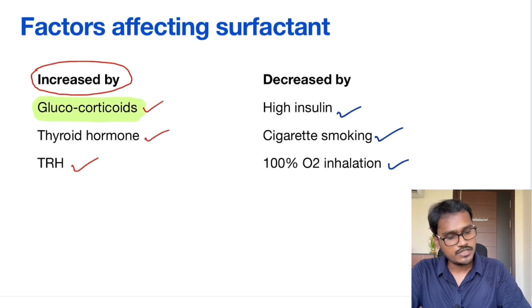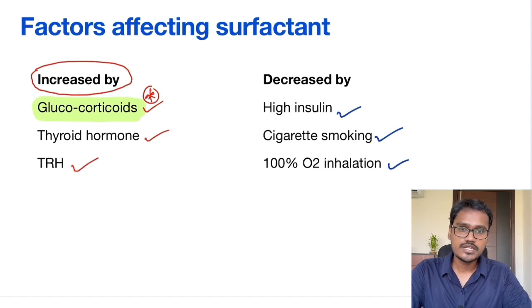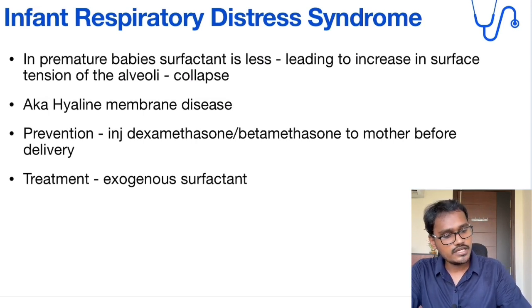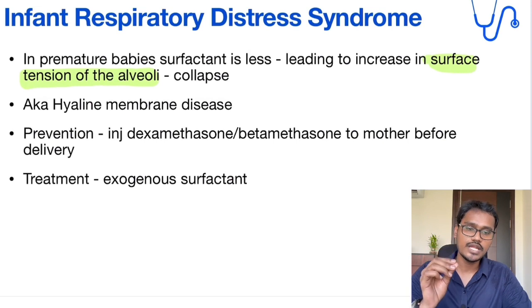So let's jump into the scenario where there is a reduced surfactant. This reduced surfactant is especially seen in newborns which are born prematurely, because for babies it usually takes 32 to 34 weeks for their lungs to mature, and this surfactant helps a lot in lung maturity. If a baby is born prematurely, its surfactant level will be very low, and it leads to an increased surface tension. So whenever there is an increased surface tension, the alveoli have an increased tendency to collapse.